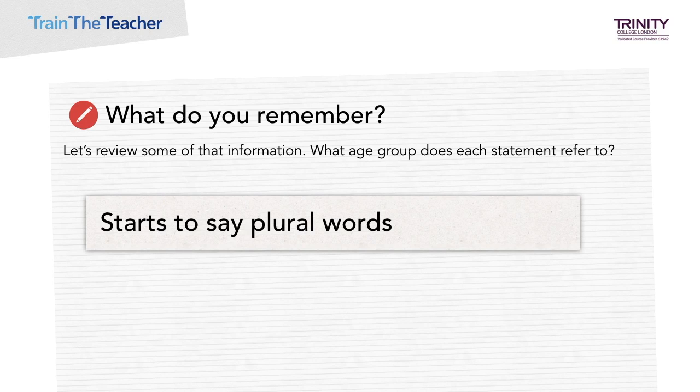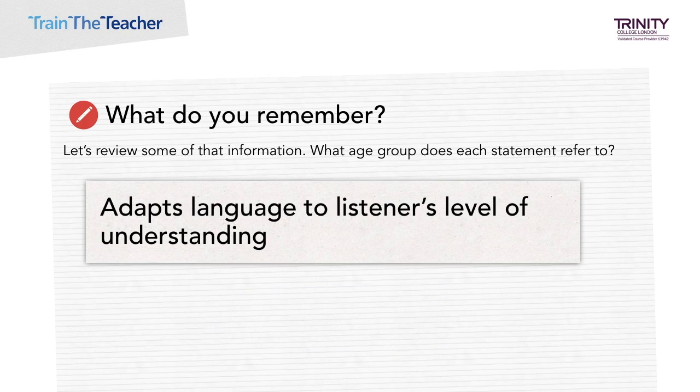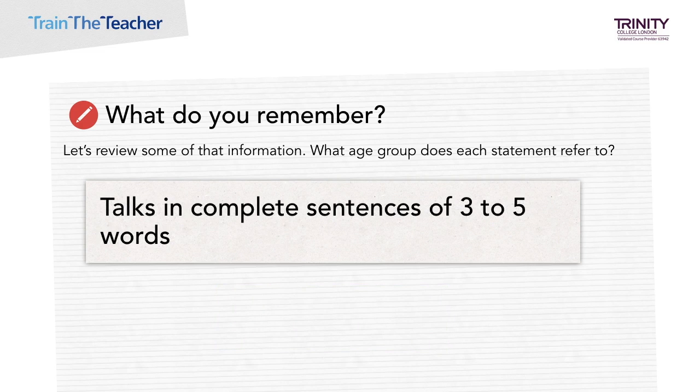Starts to say plural words. This refers to 2 to 3-year-old children. Adapts language to the listener's level of understanding. This one's for 4 to 5-year-olds. Talks in complete sentences of 3 to 5 words. Again, this is 3 to 4 years old.